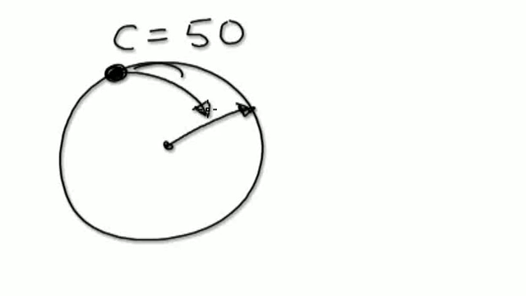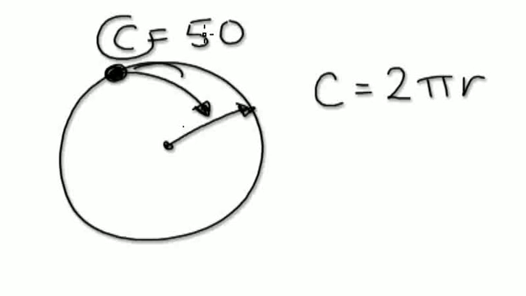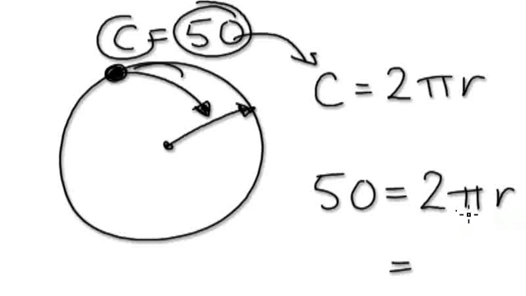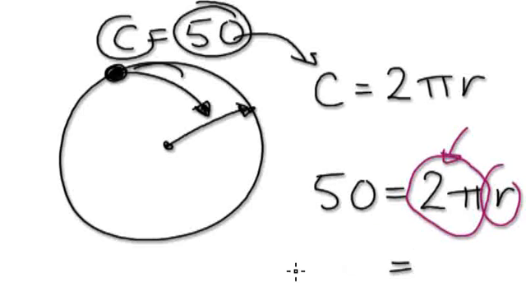You have to jump to the radius. Then just use that same formula. c equals 2 pi r. Well, you know c, which is 50 here. Then put the 50 into here, and then rearrange this to make r the subject. Okay, so divide both sides by 2 pi.